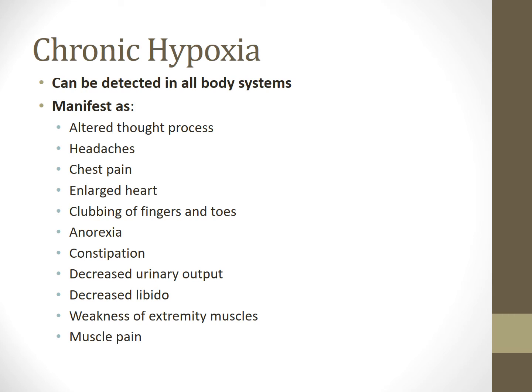If we have a patient that has chronic hypoxia, which some conditions can cause, such as emphysema or COPD, chronic obstructive pulmonary disease, you will begin to see that hypoxia detected in all the body systems. It can be manifested as an altered thought process. Maybe the patient has headaches or chest pains. We may start to see that they have an enlarged heart, clubbing of the fingers and toes, anorexia, and constipation. They may begin to have a decrease in their urinary output, weakness of their extremities and muscles, and also muscle pain.